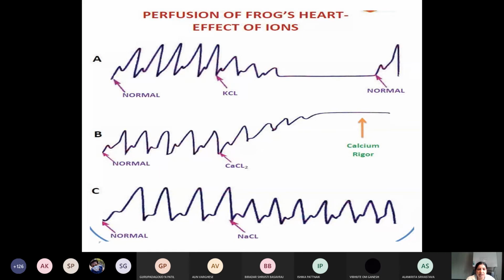Then you can see again slowly the rate is reduced and the heart stops in systole or diastole. In hypercalcemia, does the heart stop in systole or diastole? Anyone who is awake?